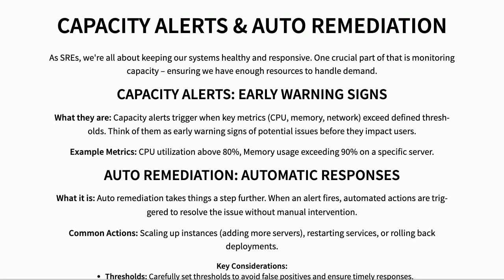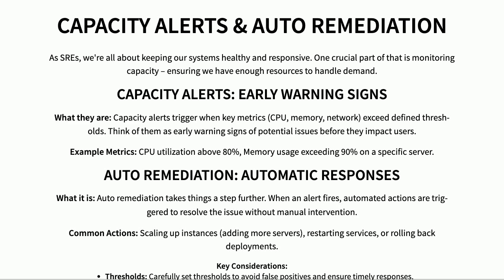Okay, let's talk about capacity alerts and how they tie into our work as SRE. Basically, we need to know when things are getting tight, like if a server is running out of CPU or memory. Capacity alerts are designed to give us that early warning signal. They are triggered when key metrics go above certain thresholds, maybe 80% CPU utilization for example.